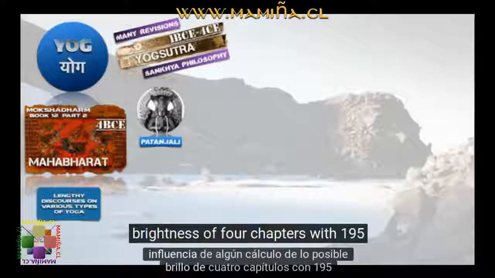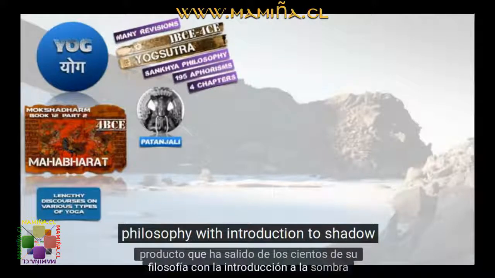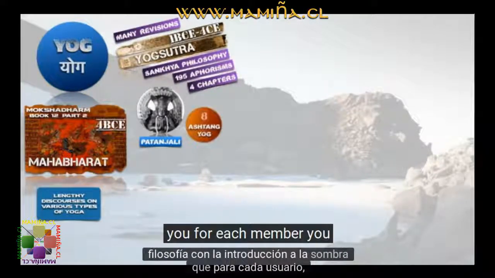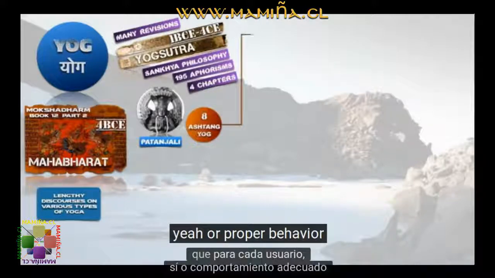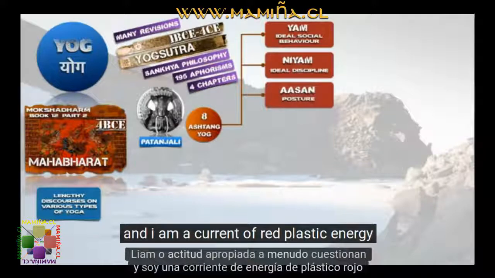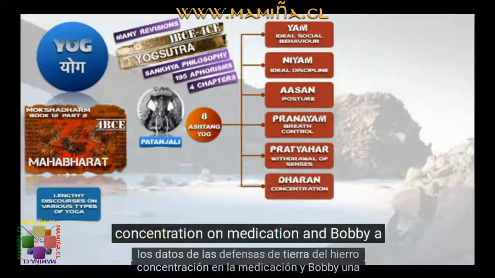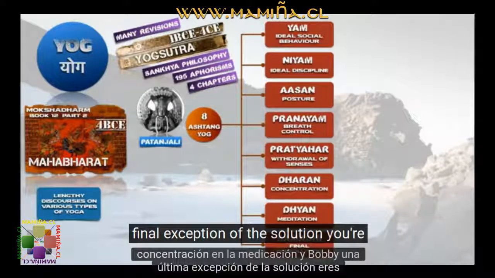It comprises 4 chapters with 195 aphorisms, which describe fundamentals of yoga philosophy with introduction to Ashtanga Yoga or 8-limbed yoga: Yam or proper behavior, Niyam or proper attitude, Asan or posture, Pranayam or control of breath or cosmic energy, Pratyahar or withdrawal of senses, Dharan or concentration, Dhyan or meditation, and Samadhi or final absorption or dissolution.